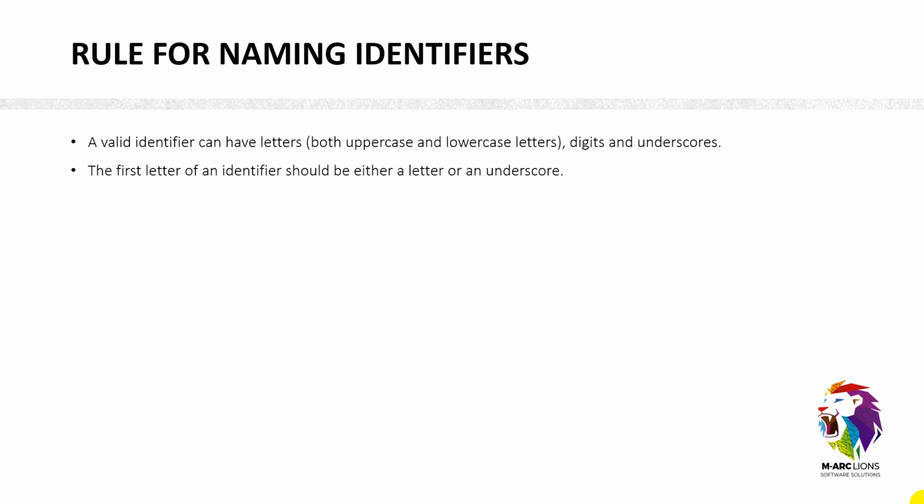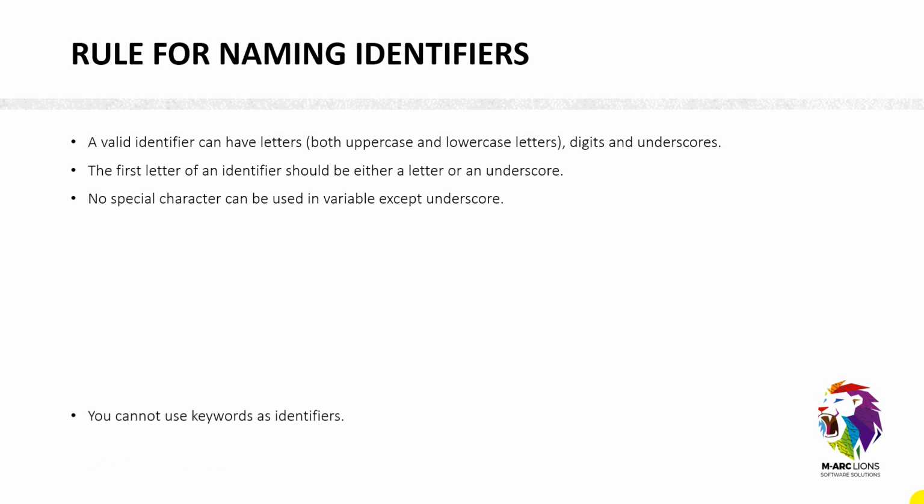The first letter of an identifier should be either a letter or an underscore. Like, you cannot start your identifier with 1, 2, 3. You cannot use any numeric value in an identifier in the beginning. You can write name1, but you cannot write 1name. Then no special character can be used in a variable except underscore. Only underscore is the special character which you can use, but you cannot use any special character like the greater than symbol or percentage symbol in your identifier.